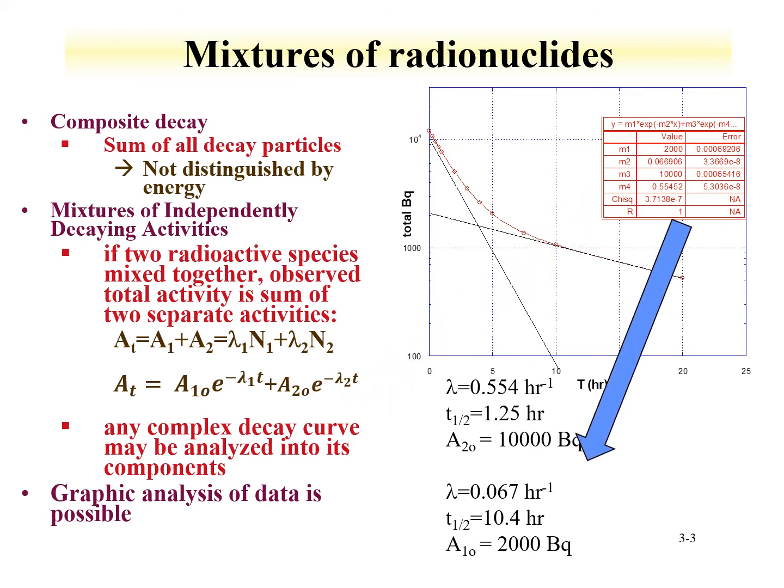In this case, we solve for lambda 1 and lambda 2. These values are shown here. So the lambda is provided, and we can get the half-life. We can get the initial activity of isotope 2. And then the decay constant for isotope 1, the half-life of isotope 1, and the initial activity of isotope 1.